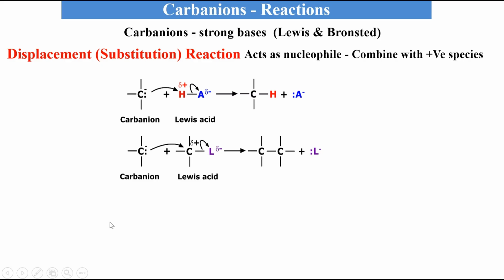As it is electron rich, it donates electrons to an electron deficient carbon of the alkyl halide. The leaving group, that is the halogen, leaves away, and L minus, the leaving group, is replaced by Z minus, the carbanion.